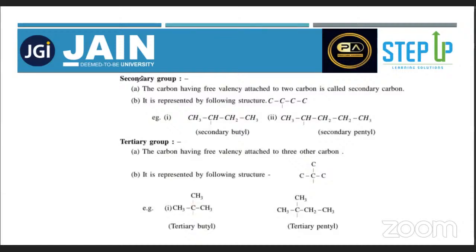Okay, so neo is done, iso is done. What are secondary groups? The carbon having free valency attached to 2 carbon atoms is known as secondary. This is free for attacking, or something can get attached to this. If 2 carbons are attached to that carbon, it is known as secondary. Because we have 1, 2, 3, 4, 5, it is known as pentyl. We'll see all this now. Tertiary means that if 3 carbons are attached to the carbon which is free, where something can get attached, it is known as tertiary. So this is iso, neo, tertiary, secondary.